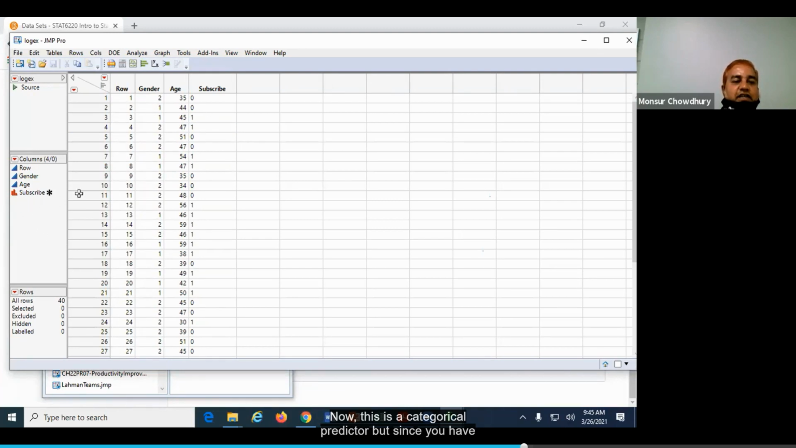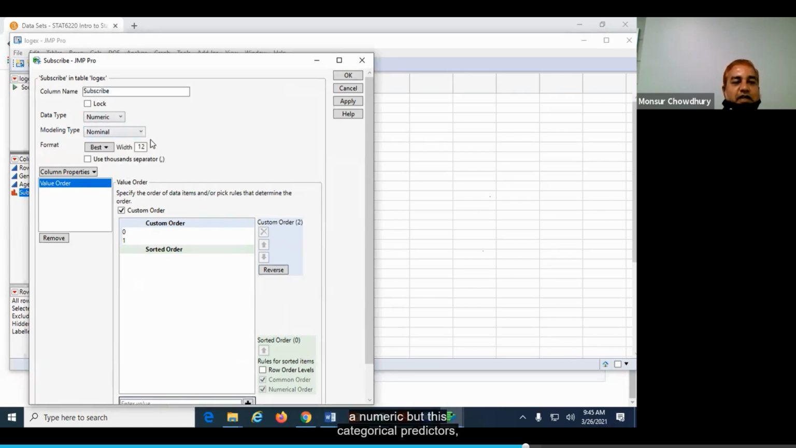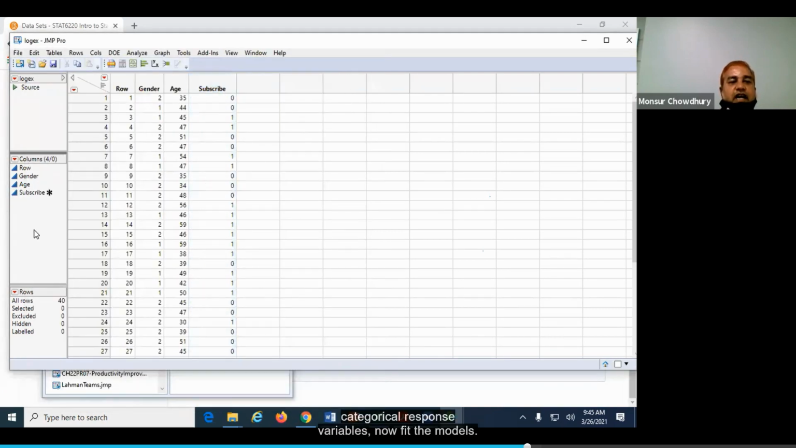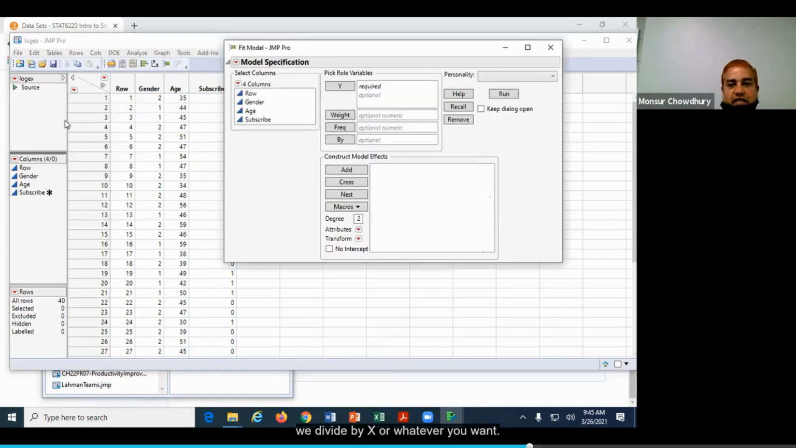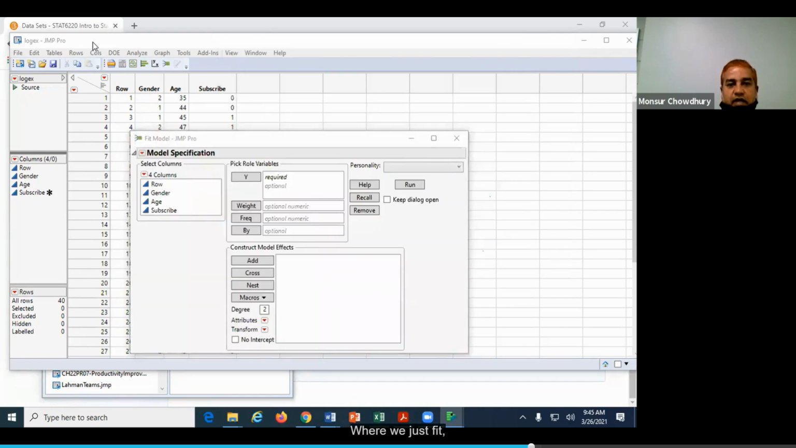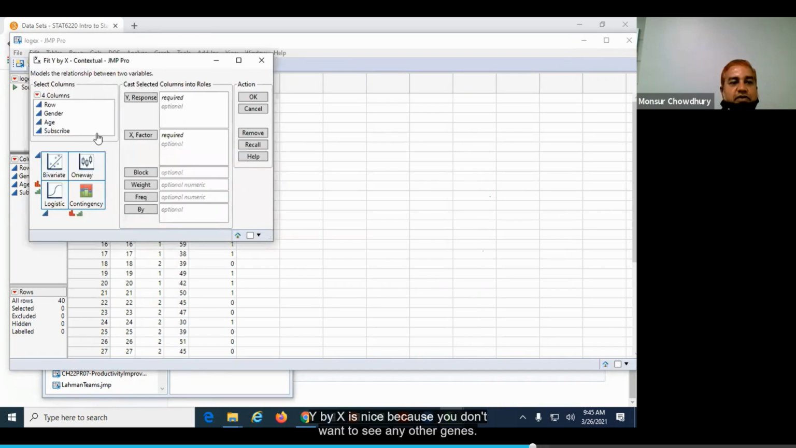Age is continuous, and the subscriber variable is categorical, but since it's coded as 0 and 1, we can consider it as numeric. So we have a categorical response variable. Now fit the model, fit Y by X, which is nice because you don't want to see any other things. Subscribe is our response variable and age is our predictor.